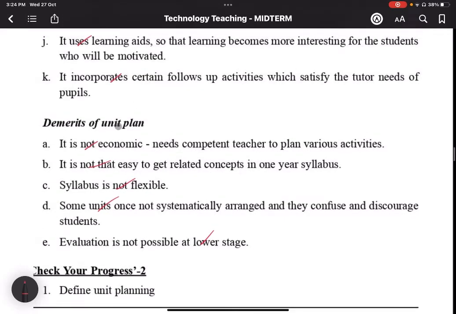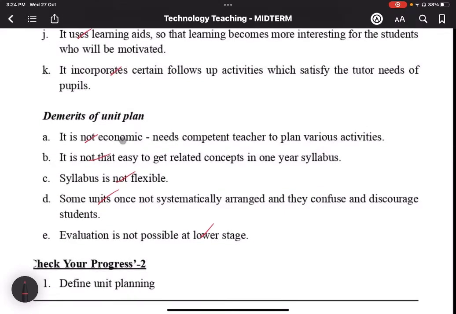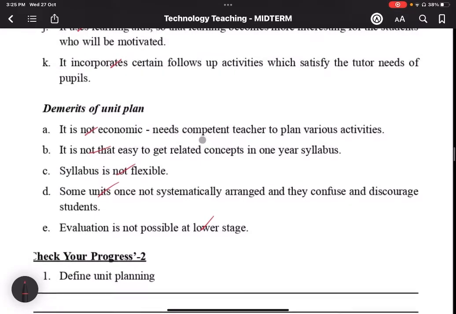Ano ang disadvantage ng unit plan? It is not economic kasi 1 year siya, di ba? Year plan. So medyo magastos siya. Mag-hire ka ng teacher, ng mga competent teacher, no? Para gawin yung plano na yon.